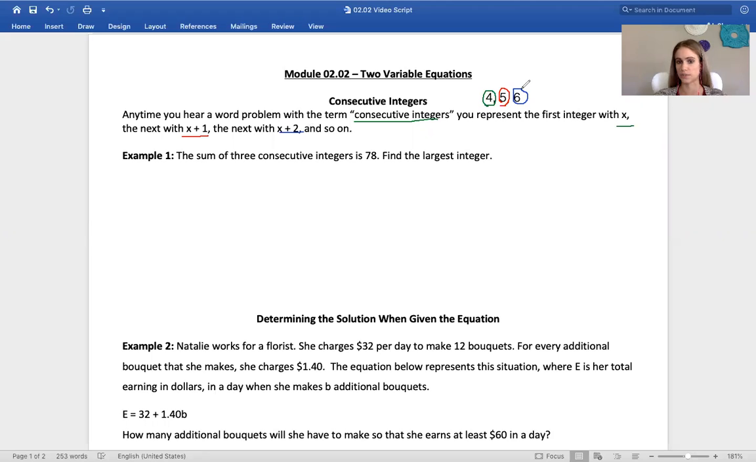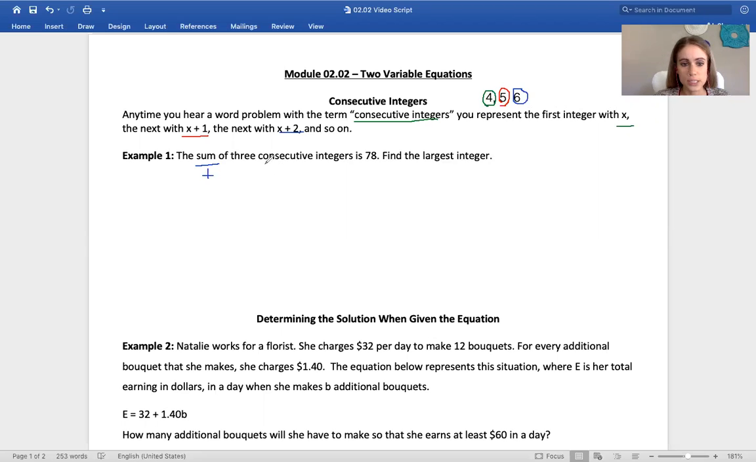Consecutive integers. So for the first example, we know that the sum of 3 consecutive integers is 78, and it wants us to find the largest integer. Let's break down this word problem. I see a key word here, sum. What does sum mean? Hopefully, you realized that that means addition.